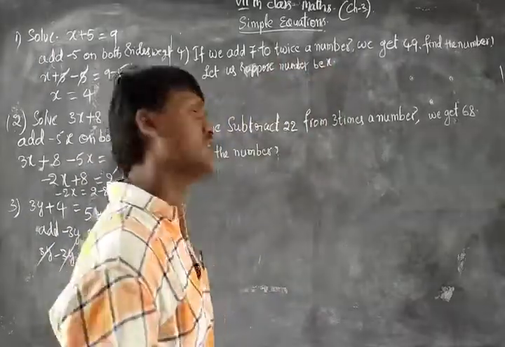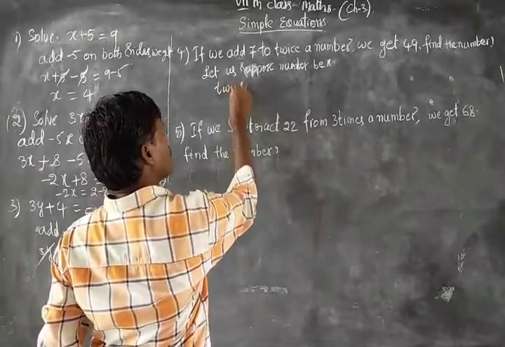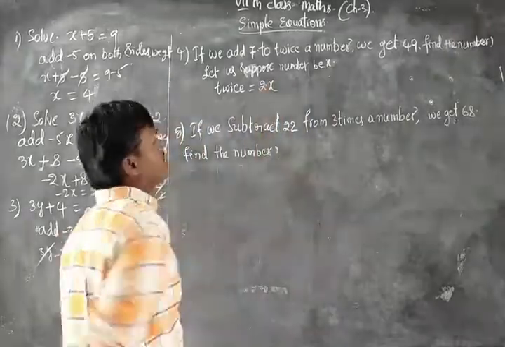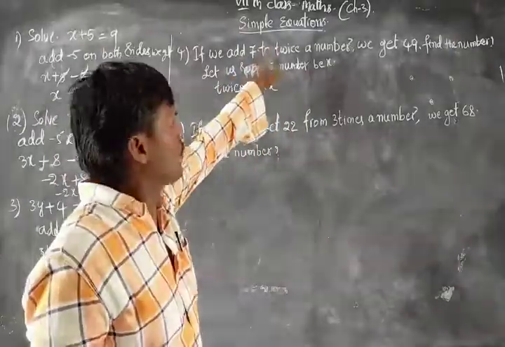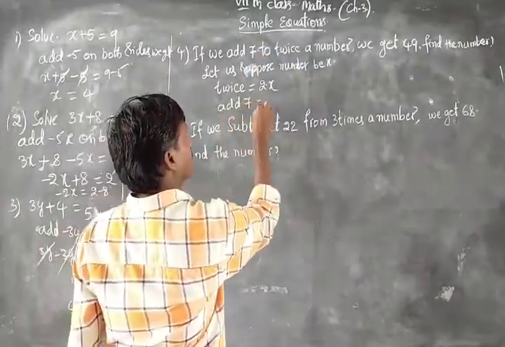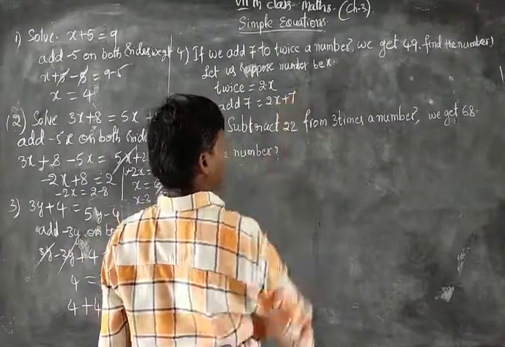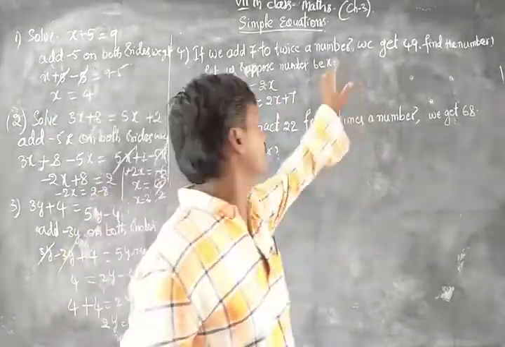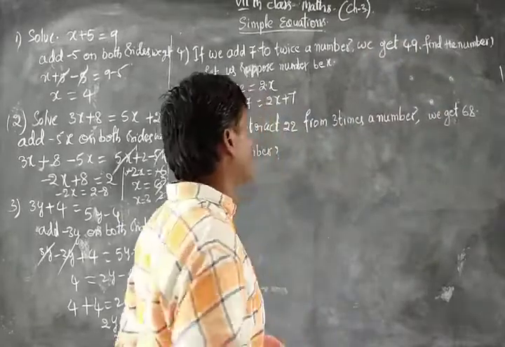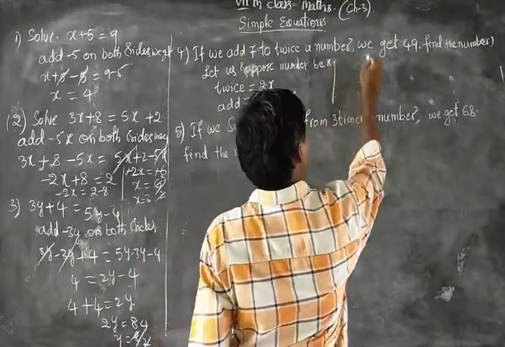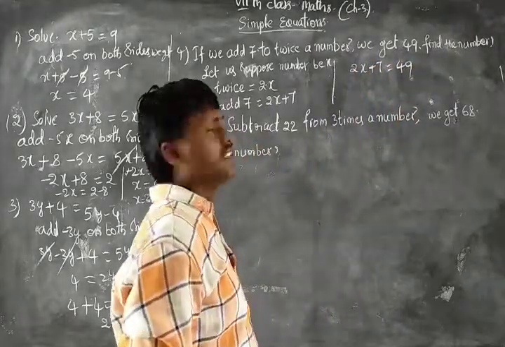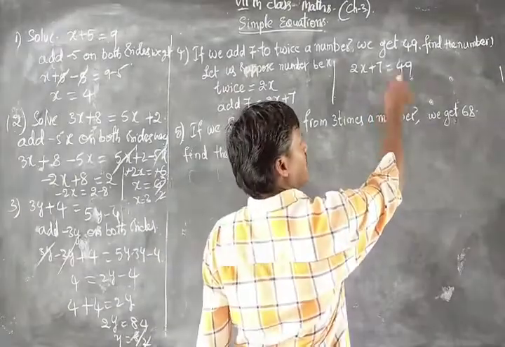And again, what is given? Twice a number. Twice means 2 times of that number, 2 into x. And again he gave that we add 7 to twice a number. Then how do you write that? Add 7, then we can write 2x plus 7. Finally, he told that when you twice that number and add 7, it is equal to 49. So comparing, by the problem, 2x plus 7 is equal to 49.